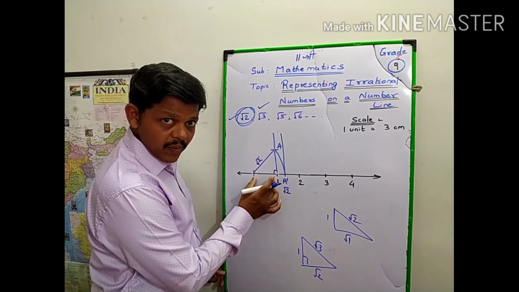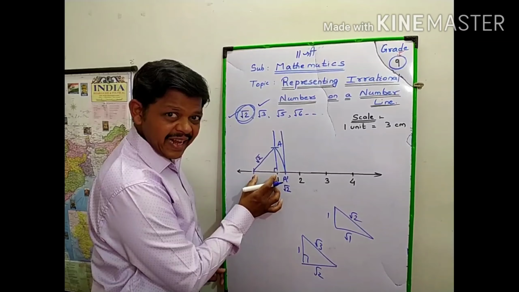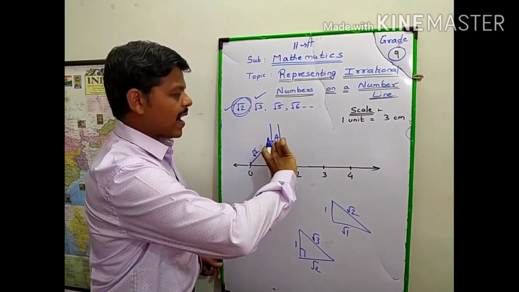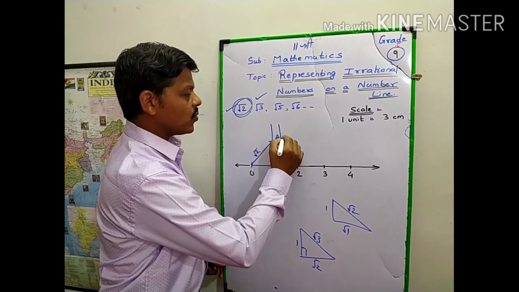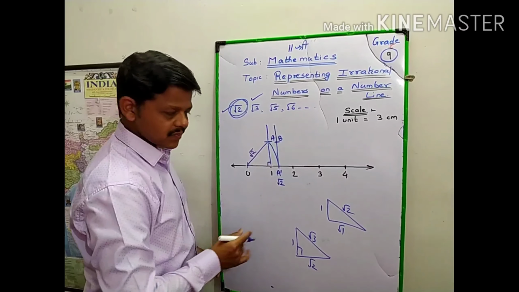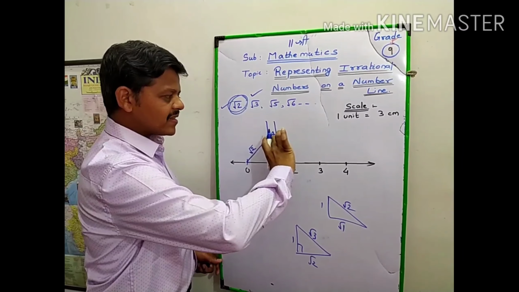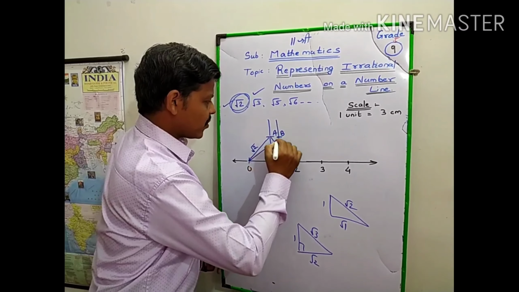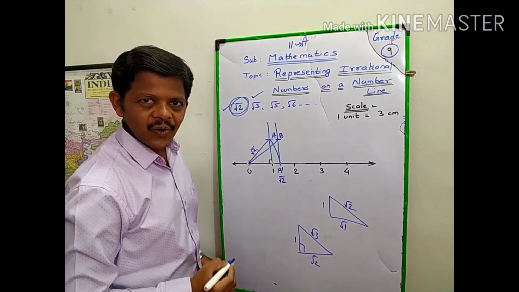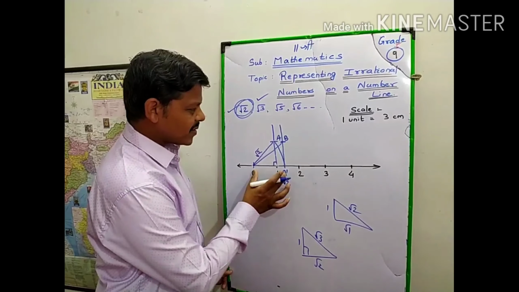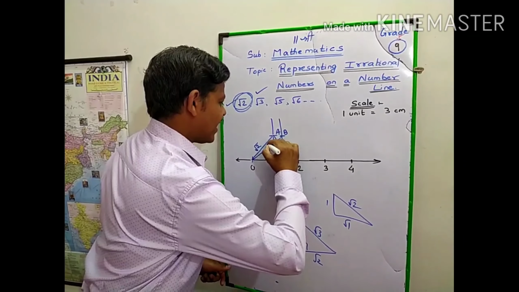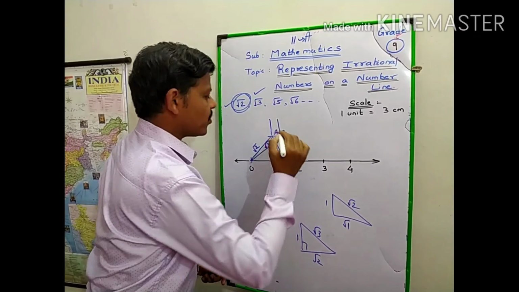Very important step. Take 1 unit, means take 3 centimeters and mark on this to get a point B. Root 2 as the base, 1 as the height. This hypotenuse becomes how much? Root 3. Root 2 as the base, 1 as the height, I get root 3 as the hypotenuse.